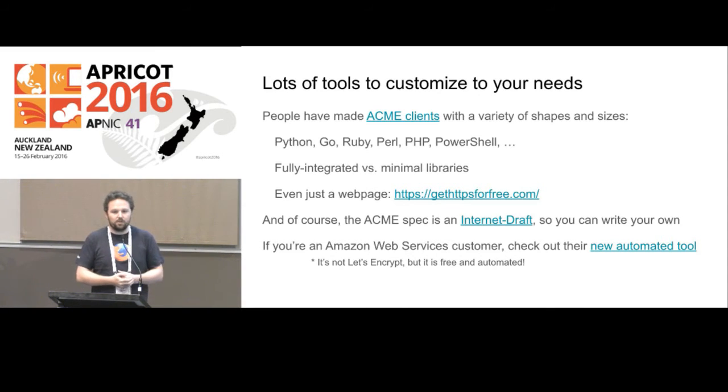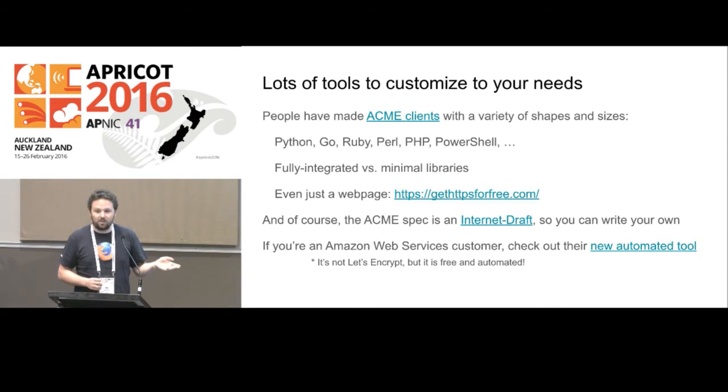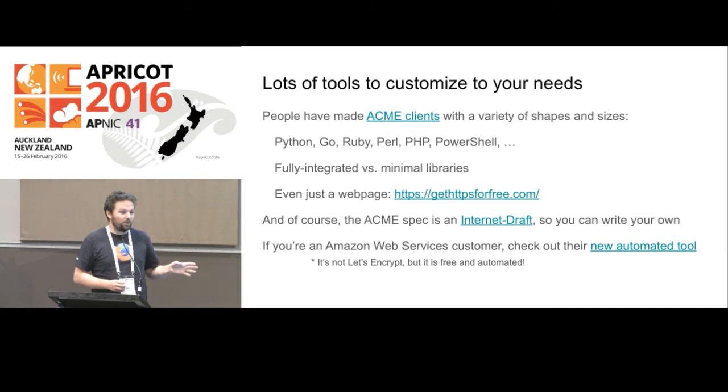I would encourage you to do that and get involved. And if you can't find what you need, talk to the community and see if someone's working on a client that you need. Of course, also, just to note that there's Amazon. If you're using Amazon, there's also an automated tool. It's not Let's Encrypt, but hey, it's automated. So that's great, right?